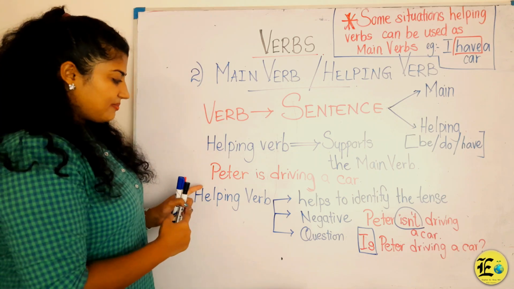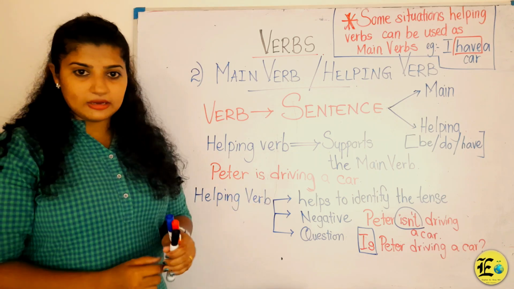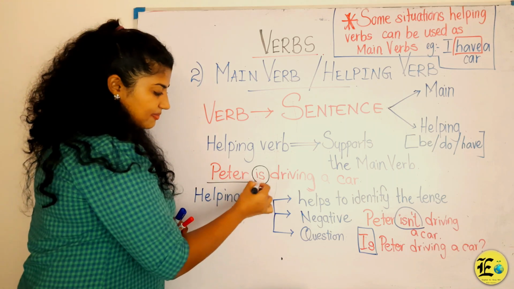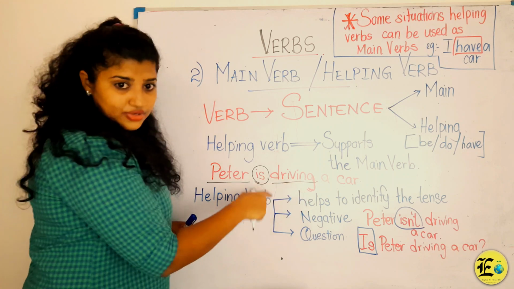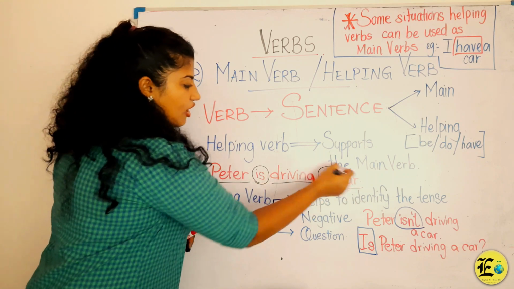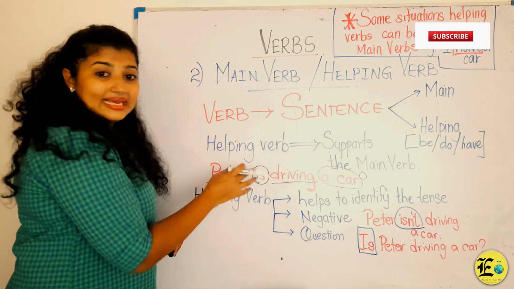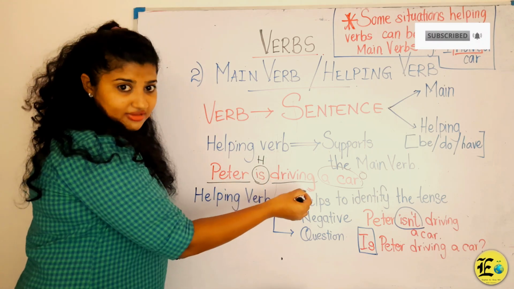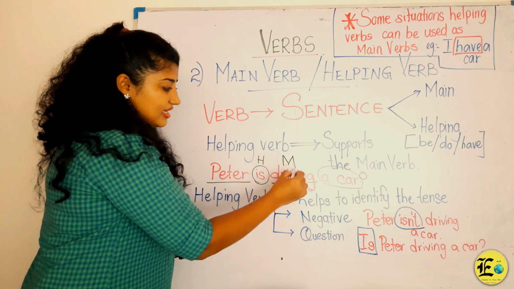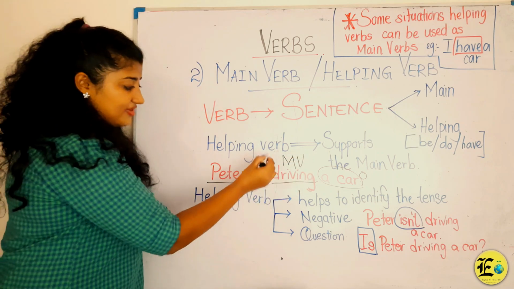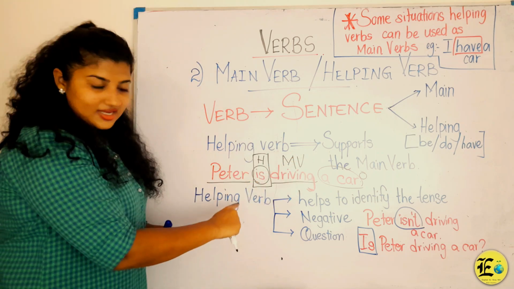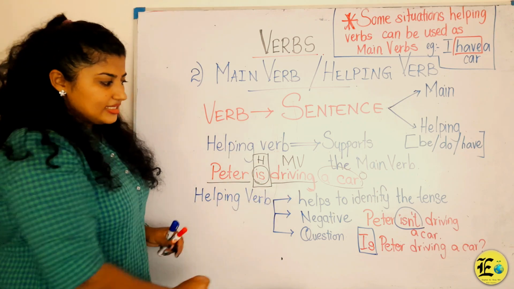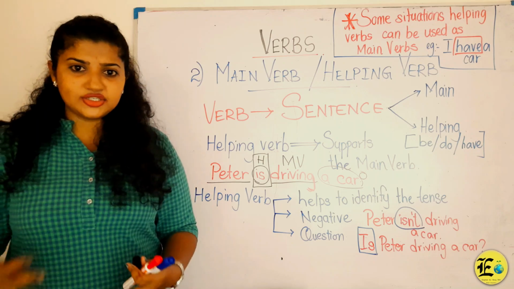Let us look at an example. Peter is driving a car. Here, Peter is the subject. We have "is", the helping verb. We have another verb, "driving". And we have the object. So here "is" is considered to be the helping verb and "driving" is the main verb. Now we can see that we have used the helping word to support the main verb to give a complete meaning. So what are the other functions of a helping verb?